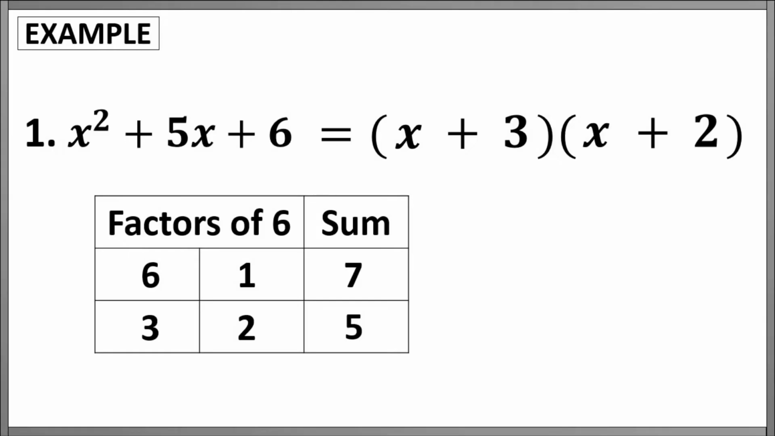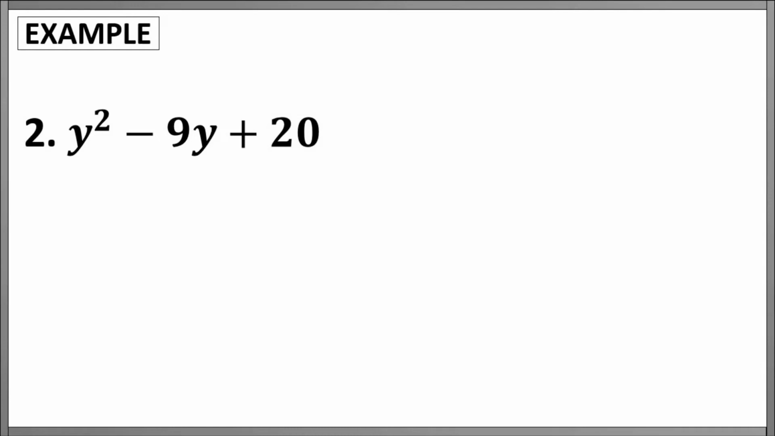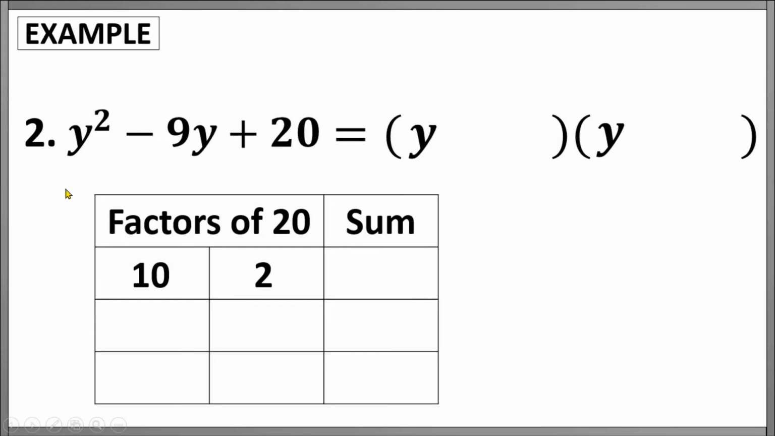It doesn't matter which goes first, we can also write x plus 2 times the quantity x plus 3. For our second example, y squared minus 9y plus 20, setting up two binomial factors, we will write y and y for the first term, and now for the second term, we will get a pair of factors of positive 20 whose sum is negative 9. Consider the first pair, 10 and 2. The sum is 12, but we need negative 9. Let's try another pair of factors, 5 and 4. Now the sum is 9, but we need negative 9.